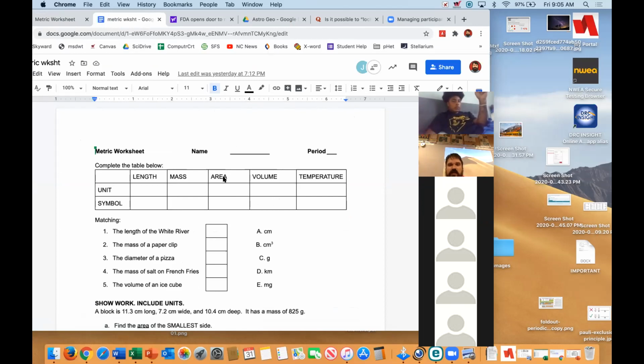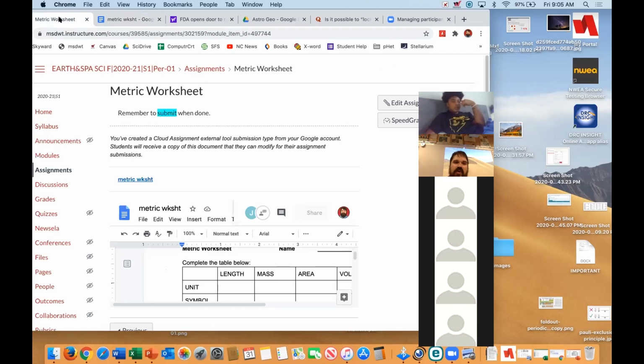Now, an important thing, as you go through and fill this out, I'm not going to see anything you type unless you submit it. So you're going to have to go back to this metric worksheet, and over on the right side, I don't see one because I'm a teacher, not a student, but you hopefully have a blue button that says submit. When you're done, that's what you're going to hit. You're going to hit that blue button that says submit.